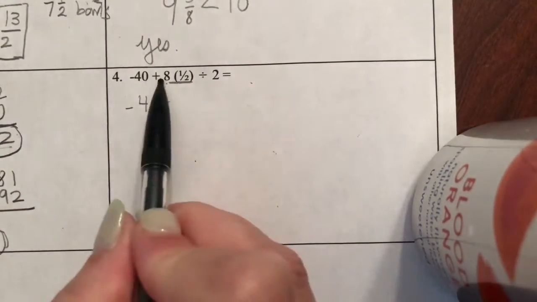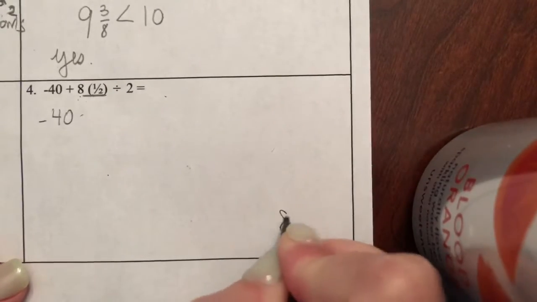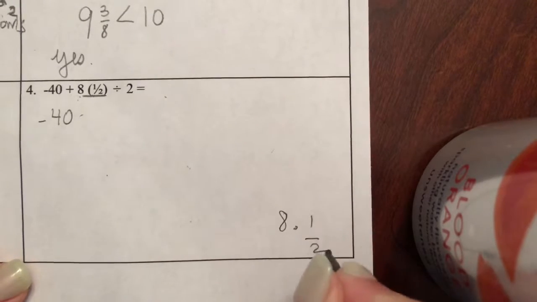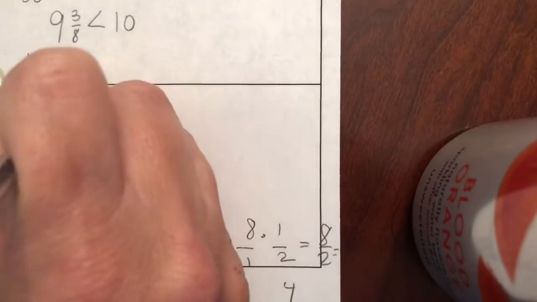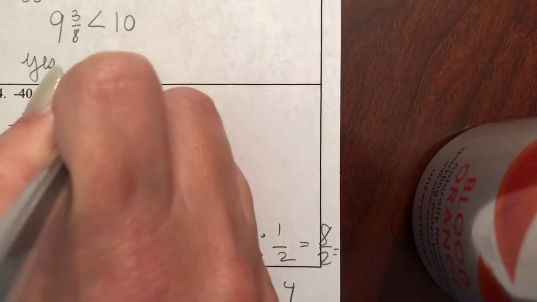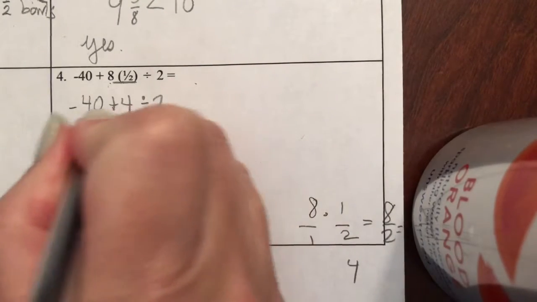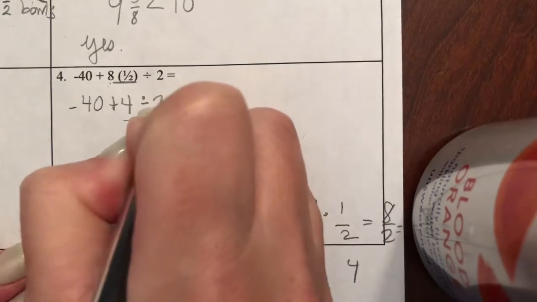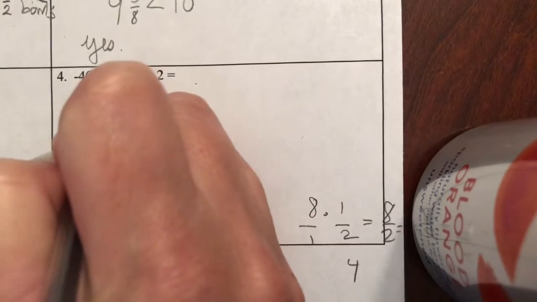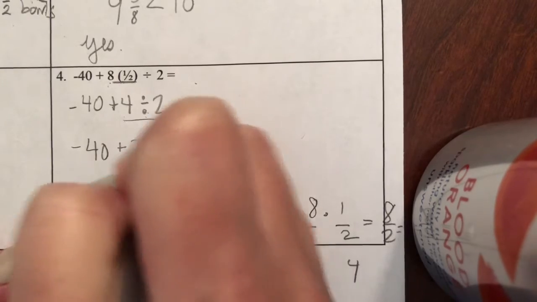So I'm going to copy my first number down, negative 40. And then 8 times 1/2 is going to be 4. But just to show that math over here, 8 times 1/2, place 8 over 1, will be 8 over 2 or 4. So negative 40 plus 4 divided by 2. My next step is to divide, because I still can't touch either the negative 40 or this adding 4 to it until I get rid of this division. Positive 4 divided by 2 is going to be 2. So I have negative 40 plus 2, and that's going to equal a negative 38.